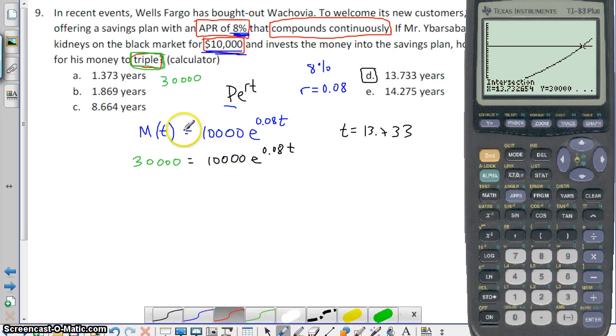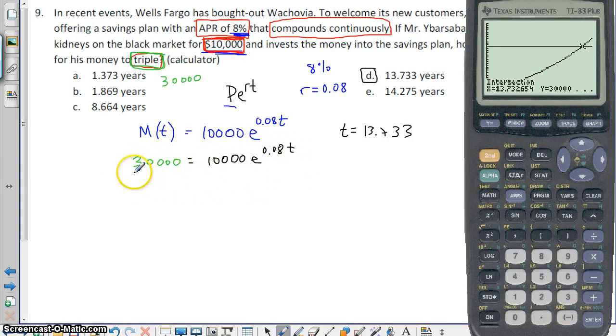Something else that's important. I was trying to find a problem where the money triples, but I was also given $10,000 as my initial amount. Now what we'll notice is if I start to solve this problem by hand, I divide by 10,000. That gets rid of that. 30,000 divided by 10,000 is 3. And I end up getting this. So e to the 0.08t, when does that equal 3?